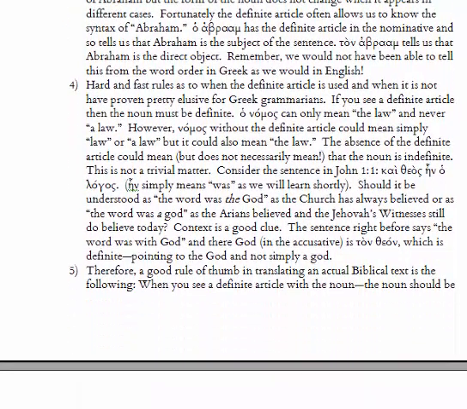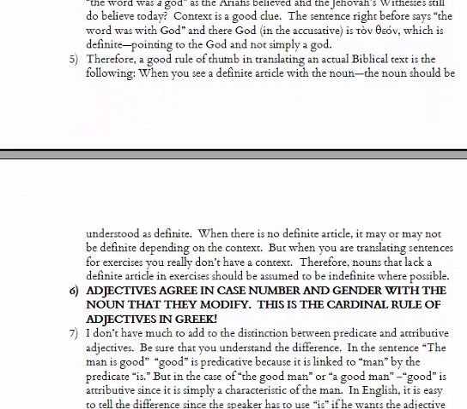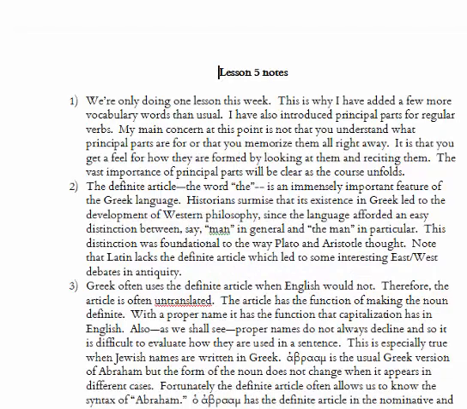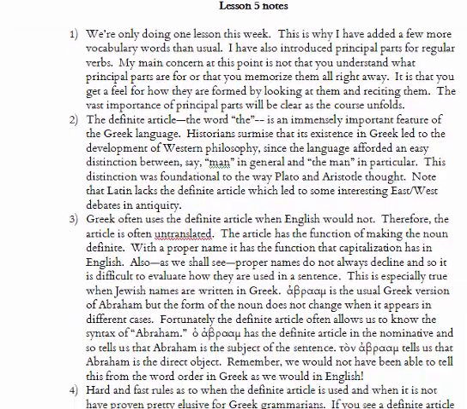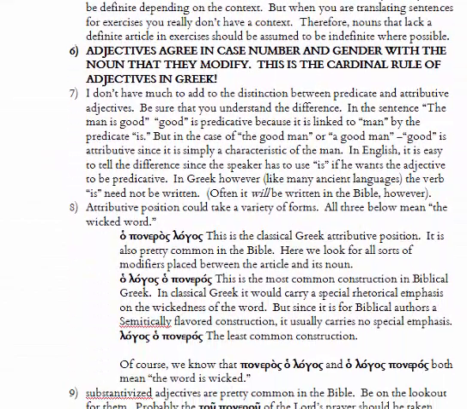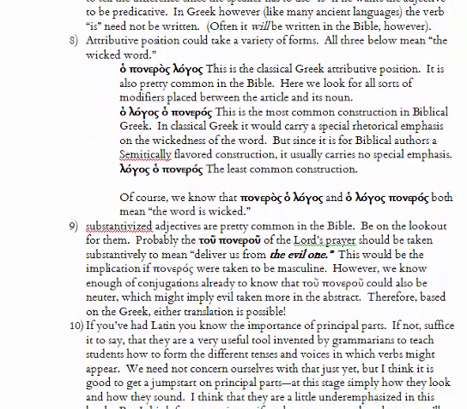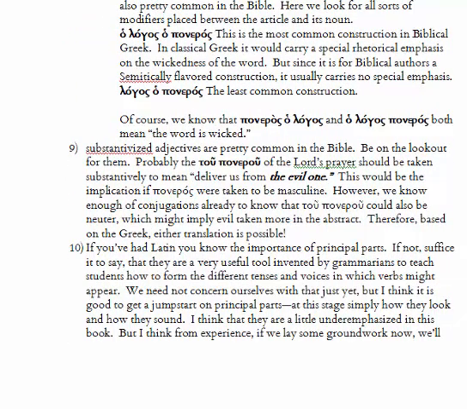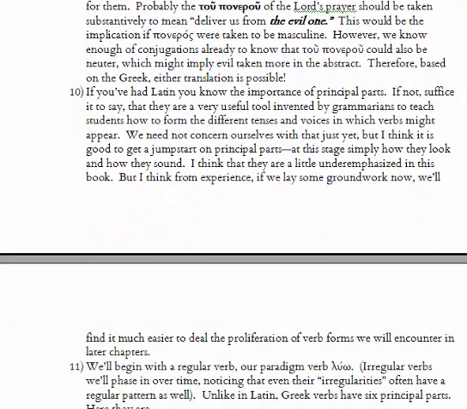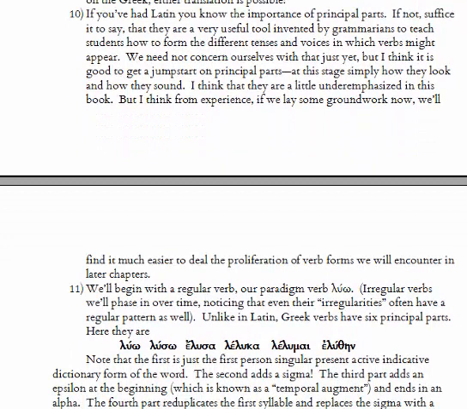Now, most of the things I add here about the definite article I think are pretty self-explanatory. I'm not going to read through all this. I think you big boys and big girls can do that yourself. But I would like to go over briefly this business of principal parts. If you've had Latin, you know immediately the importance of them. They're basically the building blocks for every single verb form that you get.